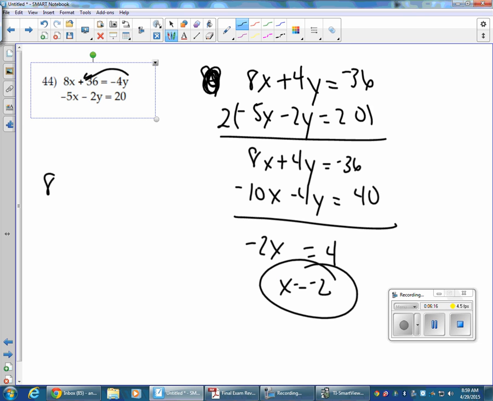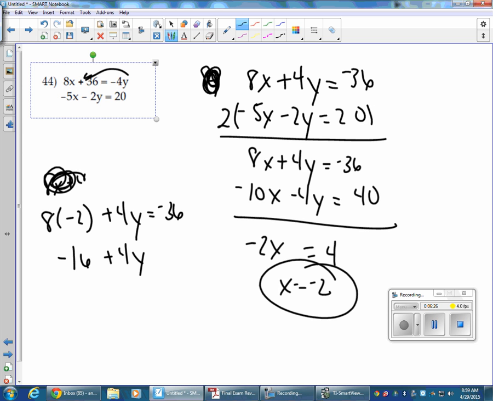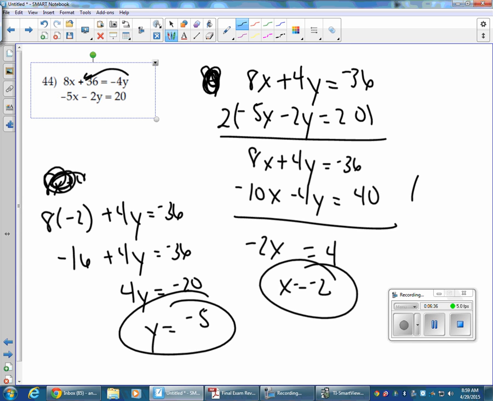Plug that into one of your first equations. X is negative 2, so I'm going to do 8 times negative 2 plus 4y equals negative 36. That's negative 16 plus 4y equals negative 36. Add 16, you get 4y equals negative 20. Divide by 4, y is equal to negative 5. So that's my answer, negative 2, negative 5.